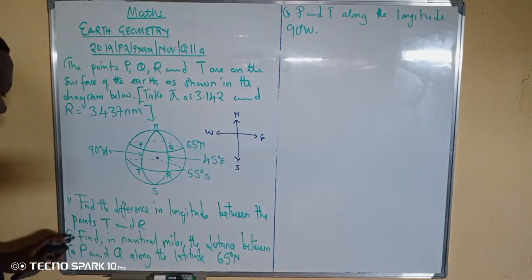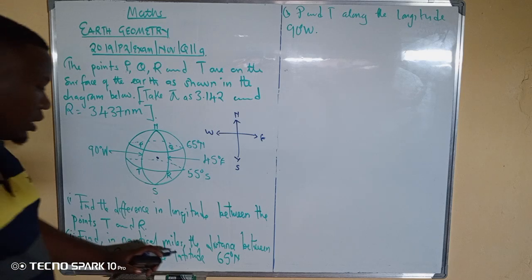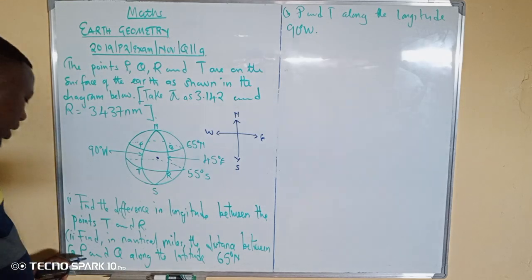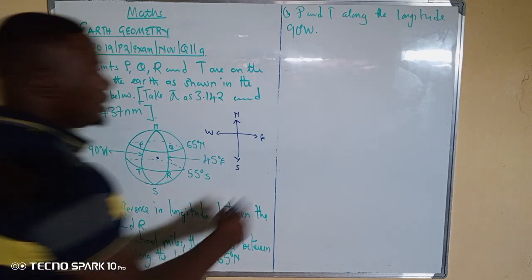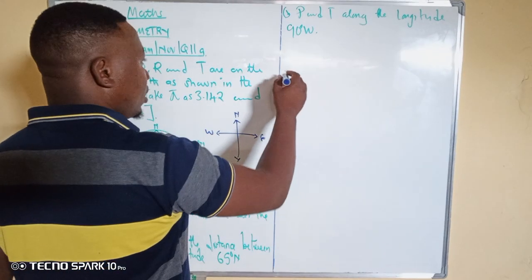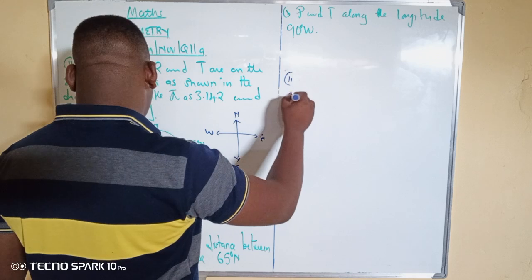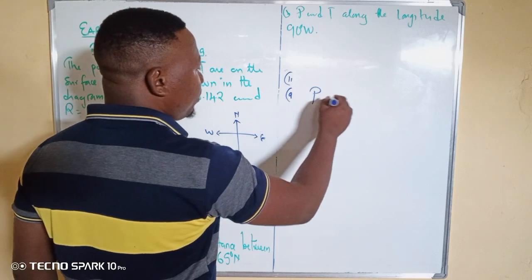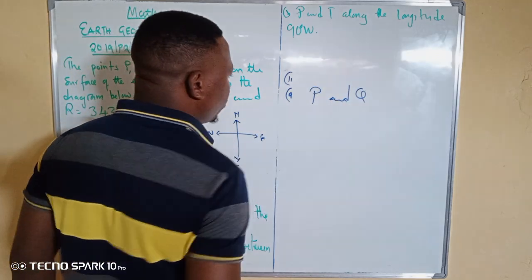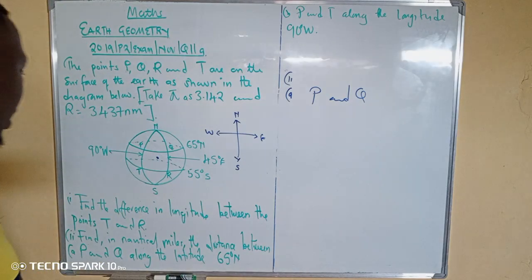So the next question says, find in nautical miles the distance between P and Q. This is question 2A. They want us to find the distance between P and Q.